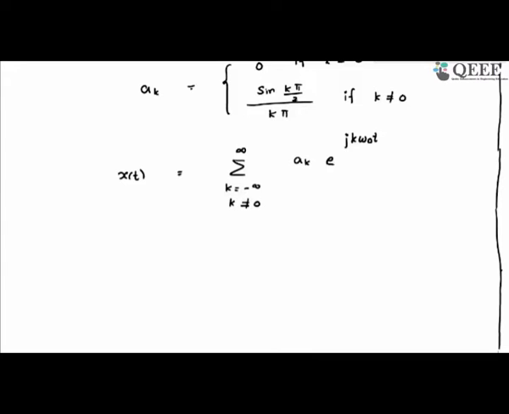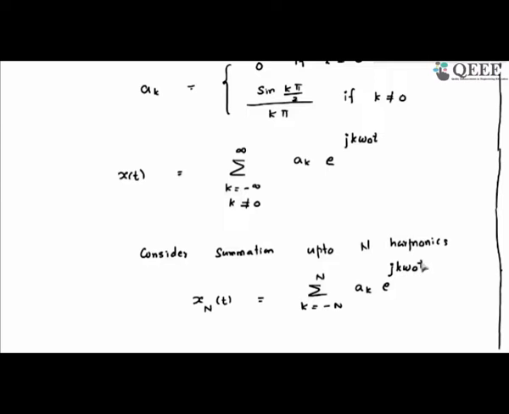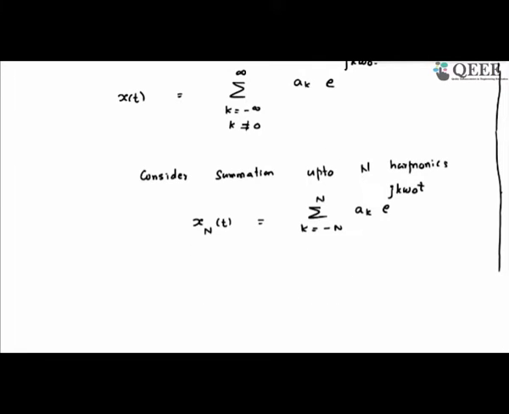So essentially, consider summation up to n harmonics. Suppose I sum only, so let us say I call this x_n of t, is the sum over k equals minus N to plus N of a_k e power j k omega naught t. Actually I don't have to put k not equal to 0, it's not needed. I know that the zeroth coefficient is 0.